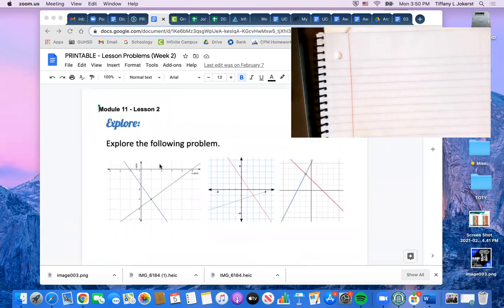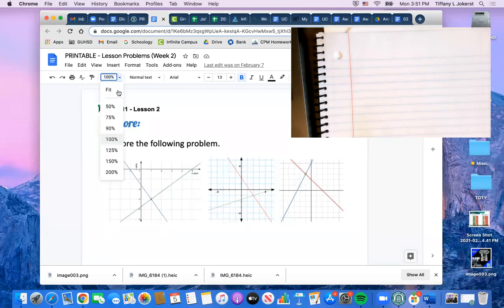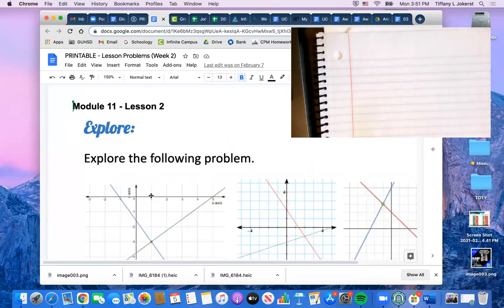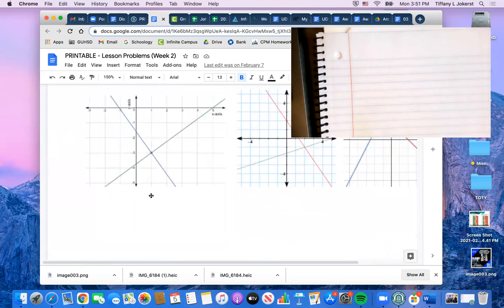In this first lesson, what we're doing is we're looking at where lines intersect. And when they intersect, there is going to be one single solution that when I plug that point in, it would work for both of the equations. Let me zoom in just a little bit here. Let me go to 150 so that we can see this a little bit better.